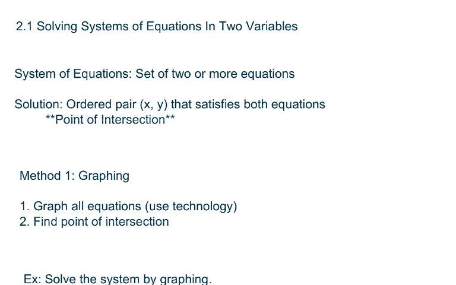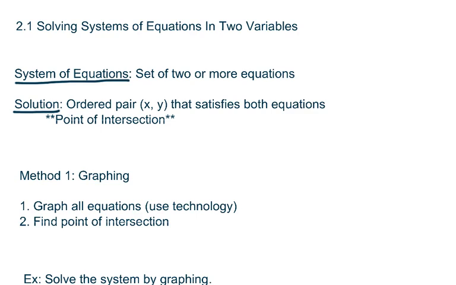So, a system of equations, just as a review, is a set of two or more equations, usually in x and y if we're talking in two variables. What we're looking for are solutions. Solutions are ordered pairs in the form (x, y) that satisfy both equations. And you can see below it says this is the point of intersection. There's only one way that a single point can be on two lines, and that's where the lines cross.